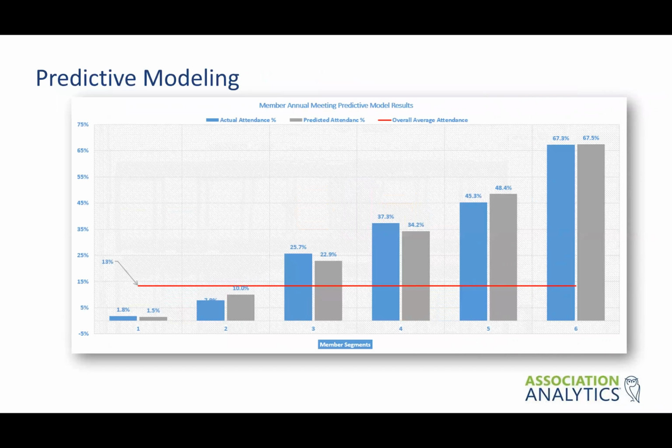And you know what? Historically, we're spending our marketing dollars on those people, but by using data and maybe doing a predictive model, you're now targeting your dollars to those middle people, because in decile 6 over here to the right, you don't want to focus your dollars on those individuals either, because you know they're going to renew. You know that they're going to sign up for your meeting. This one specifically is an annual meeting predictive model.